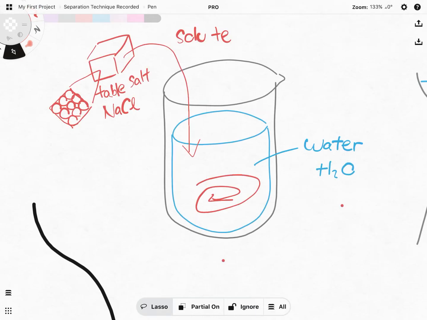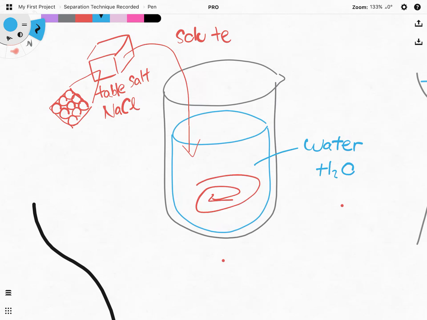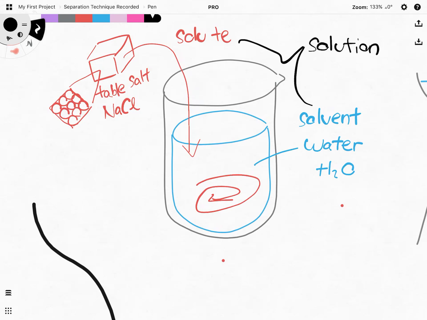Oops, I think I spelled solute wrongly. I should remove this L over here. Solute. If something is able to dissolve the solute, we refer to it as a solvent. We've encountered this word before in chromatography, solvent. Solvents are able to dissolve substances. The thing that dissolves in a solvent is the solute. And when a solute and a solvent come together, we refer to this as a solution. And so what I have in this beaker is a solution of salt water.